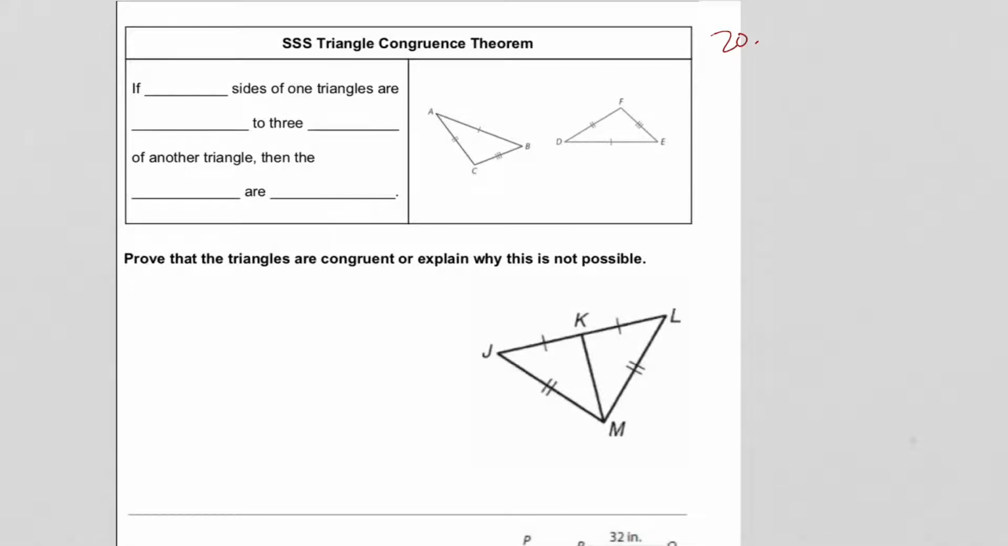Okay, so section 20.4, the side-side-side triangle congruence theorem. The SSS stands for side-side-side. And basically, if three sides of one triangle are congruent to the three sides of another triangle, then the triangles are congruent.